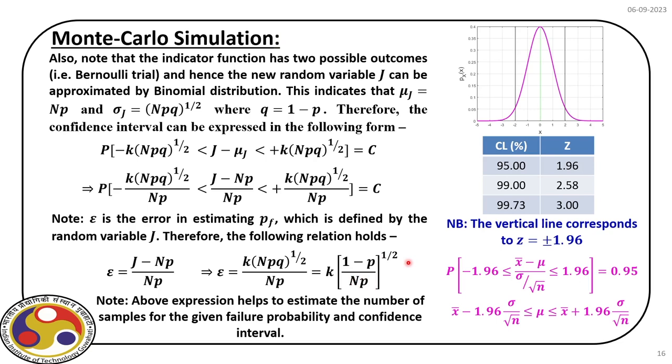Obviously, not in all cases do we have a clear idea about this small p, which is true, but normally Monte Carlo simulation we use along with, say, first order reliability method. So from first order reliability method, we can have a good estimate of P, and that P we can use here to get an idea what should be the capital N in case of Monte Carlo simulation. So that's how we come to conclude what should be the capital N when we start the Monte Carlo simulation.